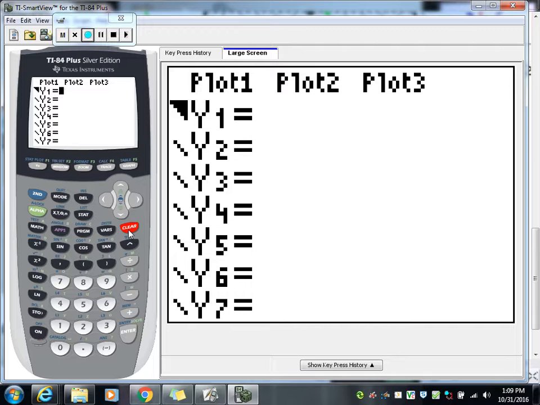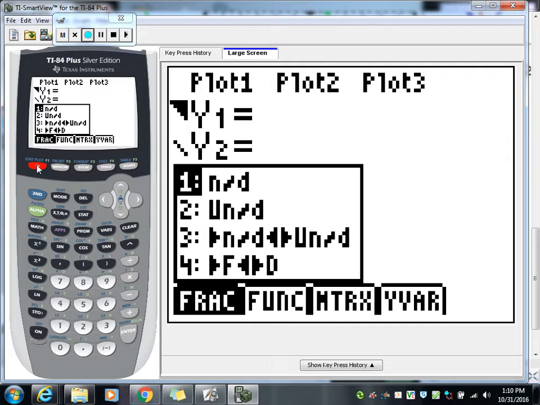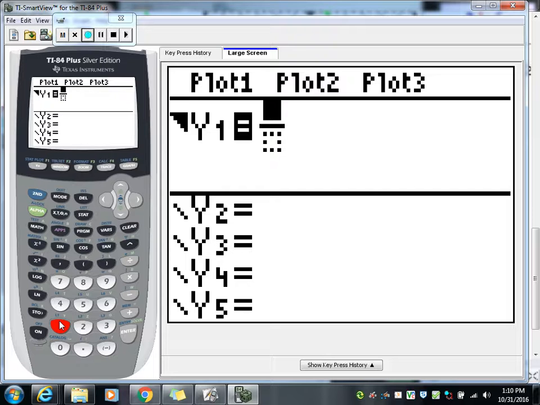We're going to hit alpha y equals, number 1 for numerator denominator. Does everybody have that up there? Then I'm going to put a negative 1 in the numerator, arrow down, and put a 2 in the denominator, and then arrow right out of it. Raise your hand if you want me to do that again. Again? Okay, so let's clear it out.